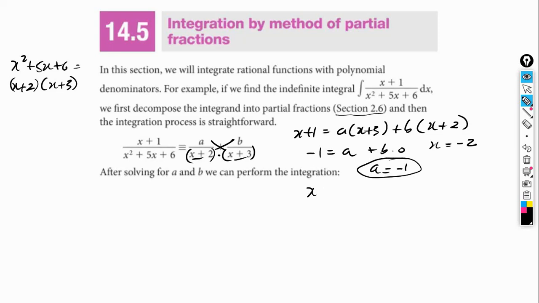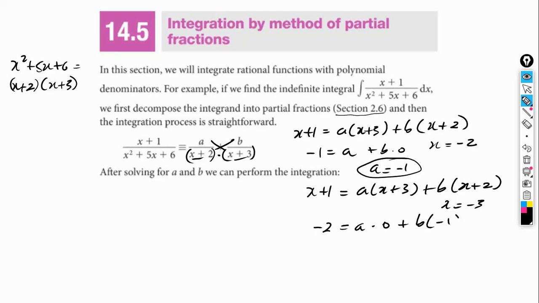So again, we have x plus 1 is equal to a times x plus 3 plus b times x plus 2. So we can conveniently say x equals -3 and then substitute. And we're going to get -2 is equal to a times 0 plus b times -1. So then that means that b is equal to 2.